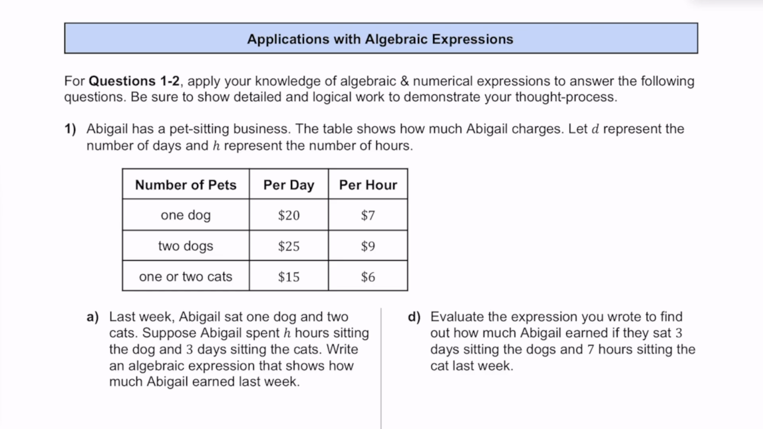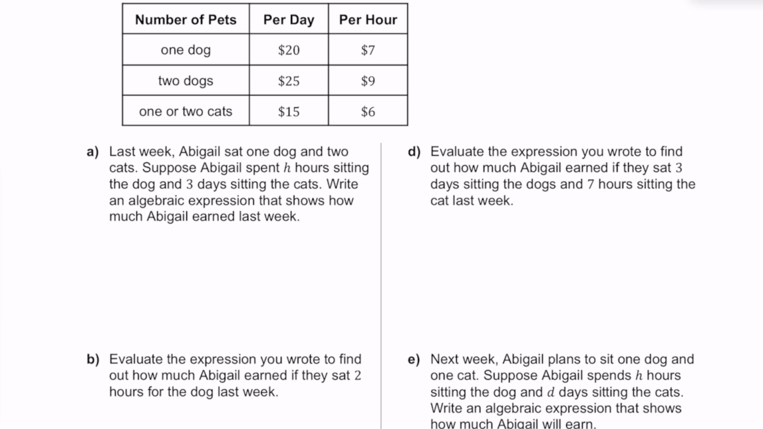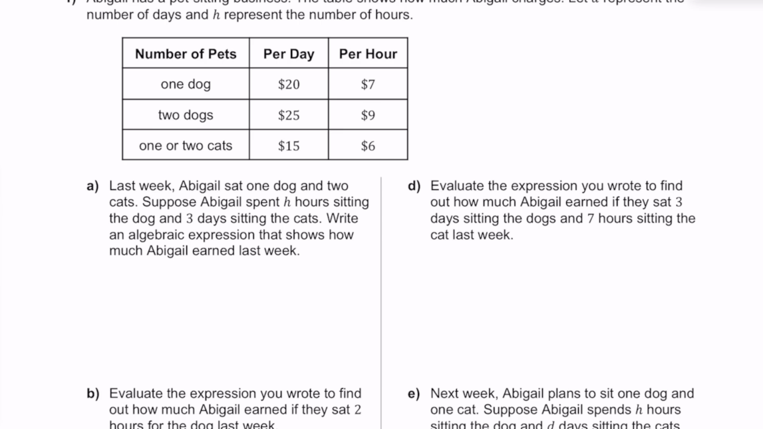So for this first scenario, Abigail has a pet sitting business. The table shows how much Abigail charges. The variable D is going to represent the number of days, and the variable H is going to represent the number of hours. In part A, it says last week Abigail sat 1 dog and 2 cats. Abigail spent 8 hours sitting the dog and 3 days sitting the cats. Write an algebraic expression that shows how much Abigail earned last week.